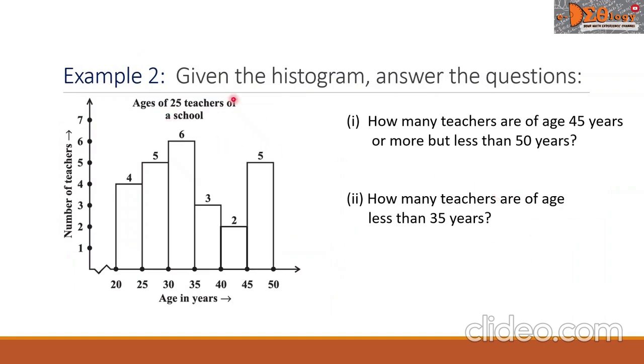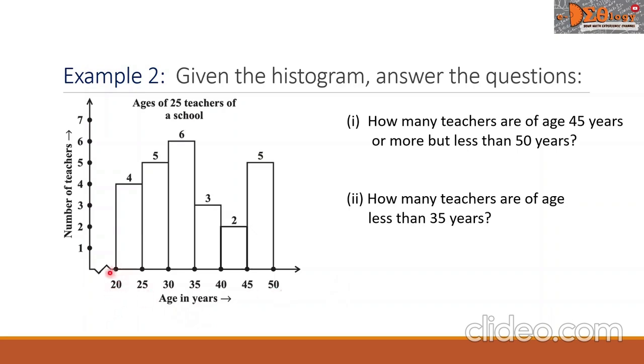Example 2. Given the histogram, answer the questions. There are 2 questions here. But before we answer, let us analyze the histogram here. This is about the ages of 25 teachers of a school. In our vertical line, this is the frequency of teachers. For our horizontal line, these are the ages in years of the teachers. And we put the class limits.